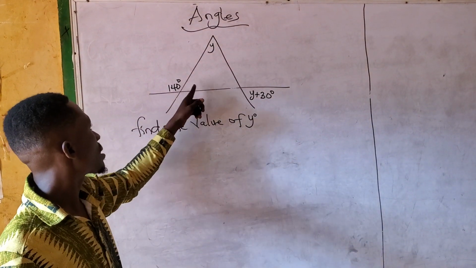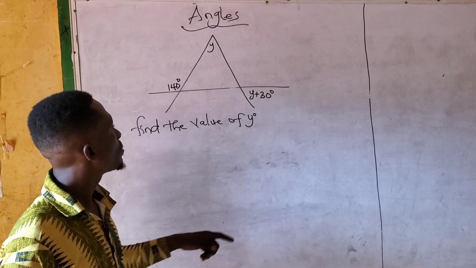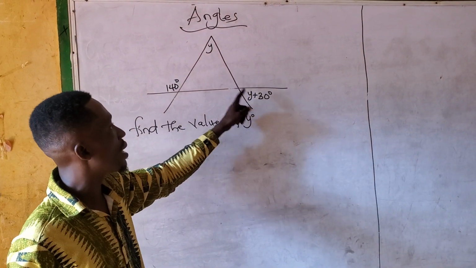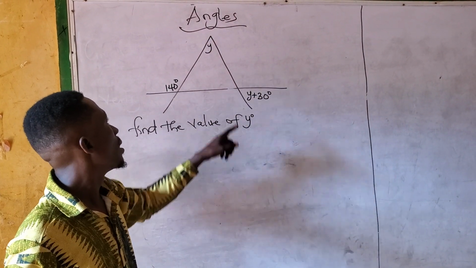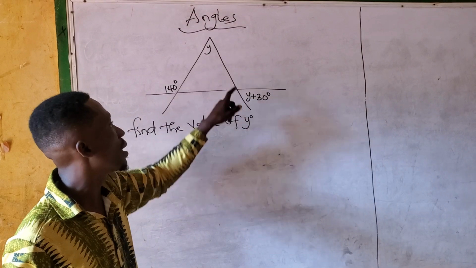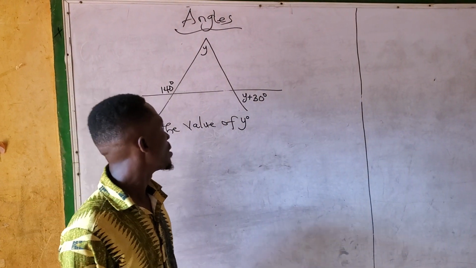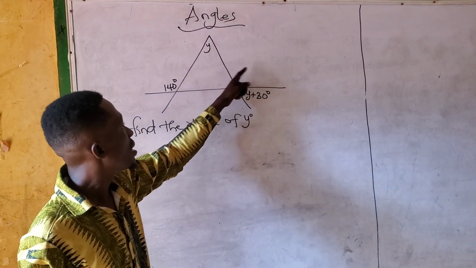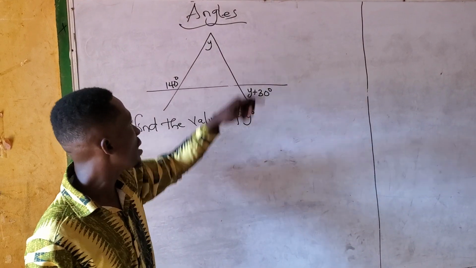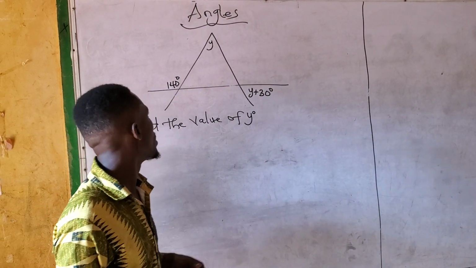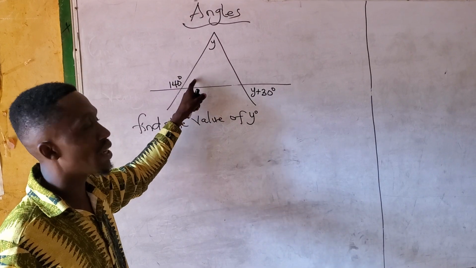I can see sum of angles on a straight line in here. I can also see vertically opposite angles, and we also have sum of angles in a triangle. We can also identify sum of angles in a circle. So we'll be going by, we first have to solve for the value of this angle.